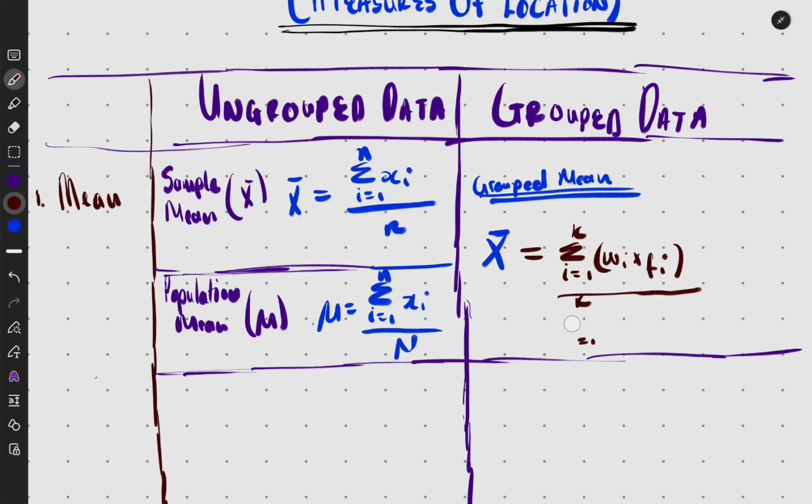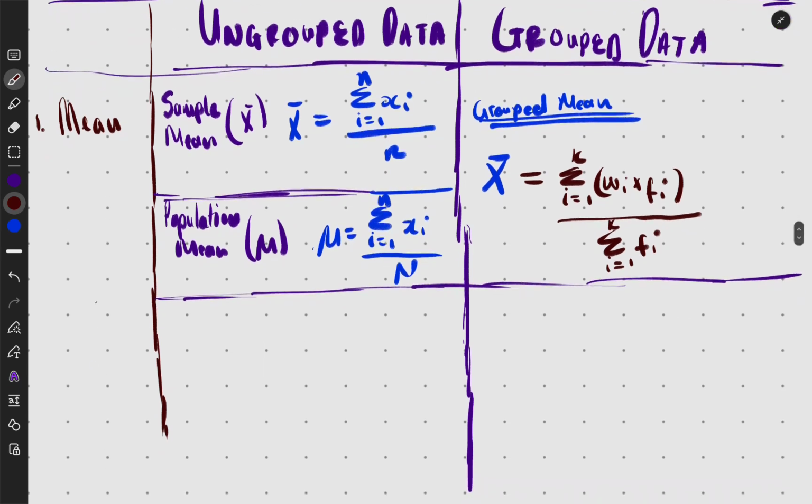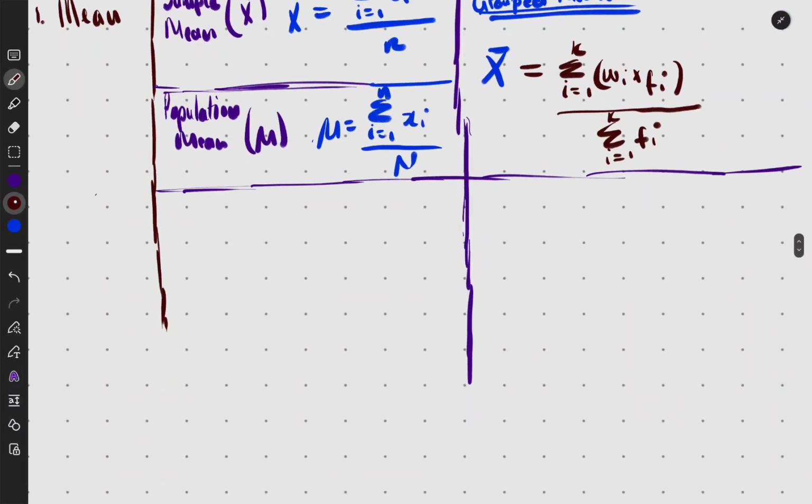You divide, so what you're going to put in the denominator is the sum from 1 up to k of the frequencies. You add all the frequencies and you find the total frequency. This is what you do, and this is going to be the group mean. Now let me be faster. So this is the first one. We are done with mean.